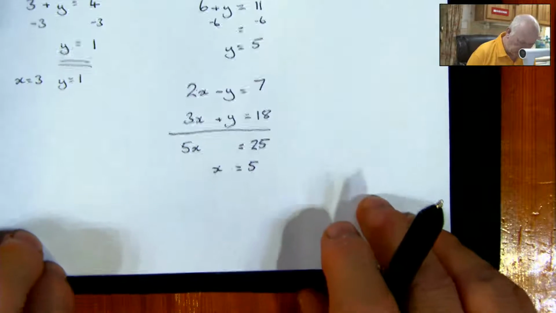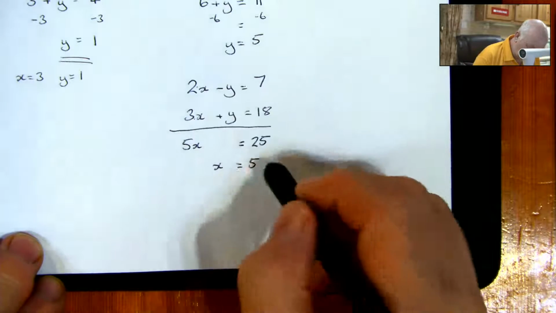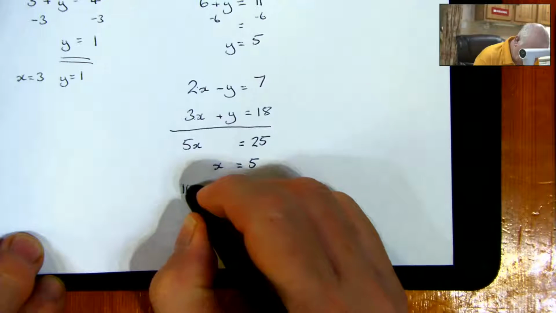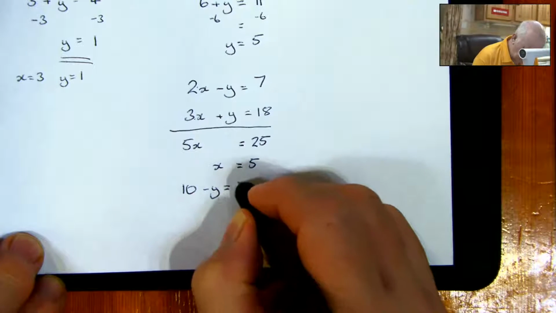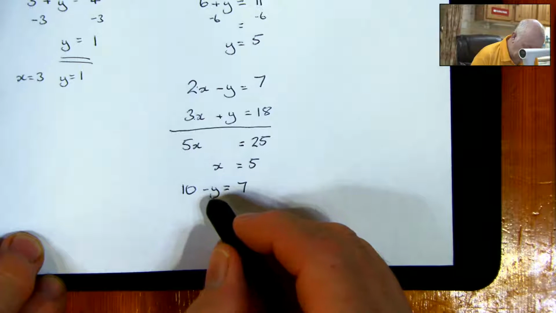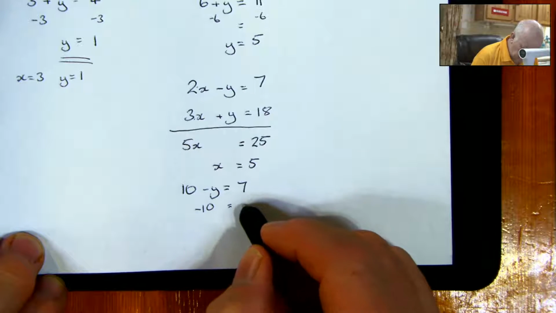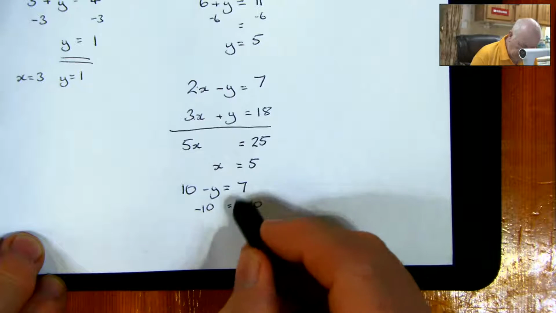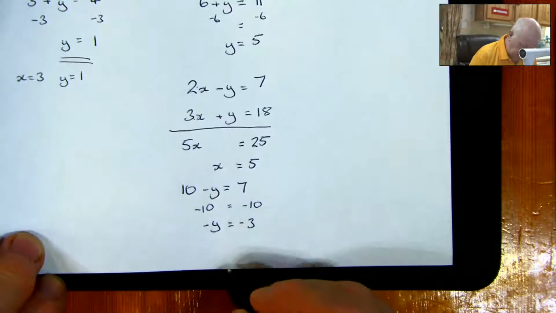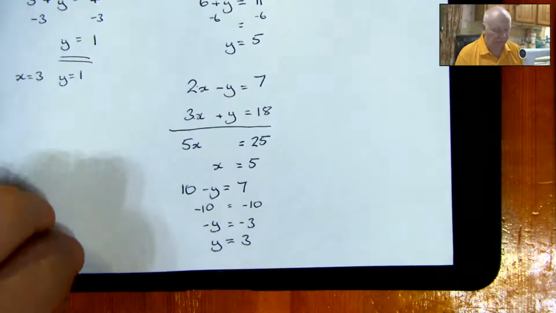Now, let's sort out what y is going to be. So, let's put it in the first one. So, 2x is going to give us 10 minus y equals 7. Minus 10 from both sides, and that's going to give me y equals minus 3. But it's minus y, so we also know that plus y equals plus 3.